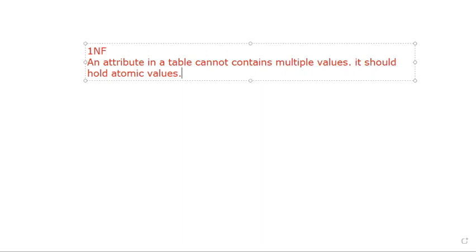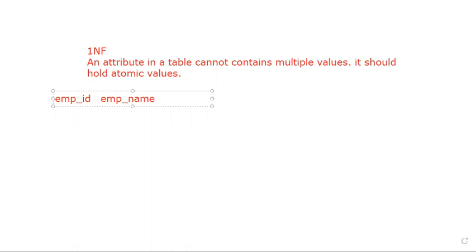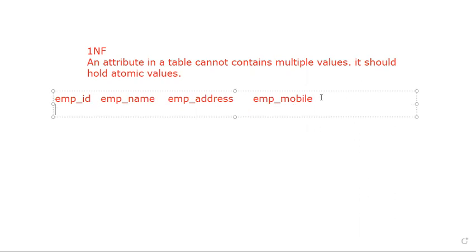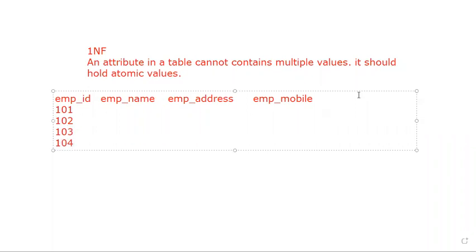See, I will take one example of a table here: EMP ID, EMP name, EMP address, EMP mobile. So this is the table that I am thinking of, which contains 4 attributes: EMP ID, EMP name, EMP address, and mobile. Let us say the data is 101, 102, 103, and 104. These are the employees' IDs. The names are different, like AA, BB, CC, DD, there is no same name. In the same way, the addresses are also different.